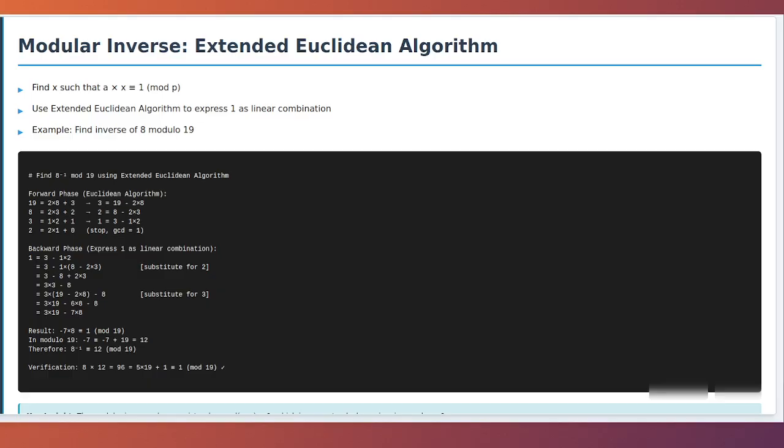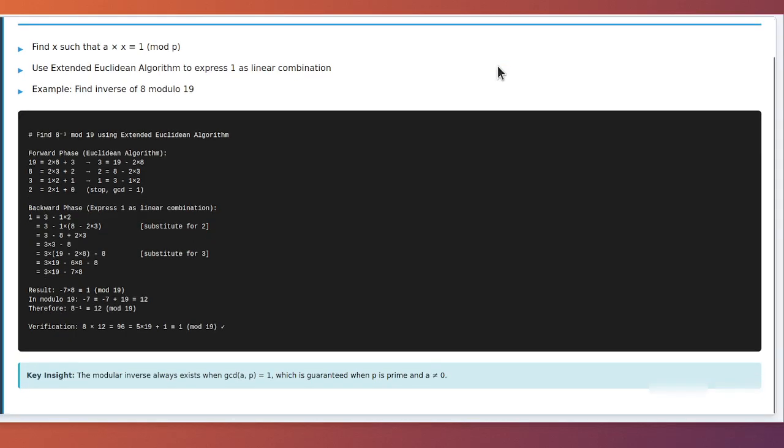But at each step, we also express the remainder as a linear combination of the original two numbers. Starting with r0 equals p and r1 equals a, we compute r2 equals r0 minus q1 times r1, where q1 is the quotient. We continue until we reach a remainder of 1, which confirms that the greatest common divisor of a and p equals 1, meaning a has an inverse.